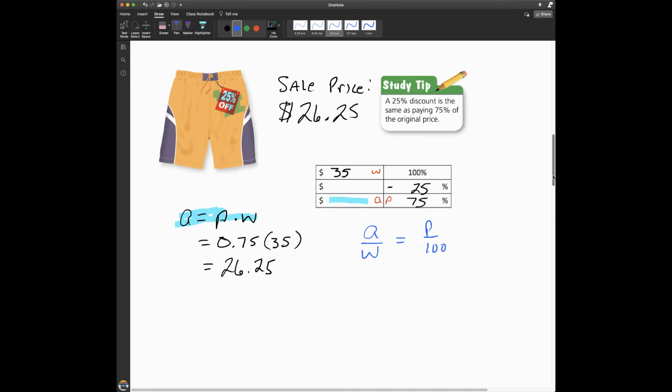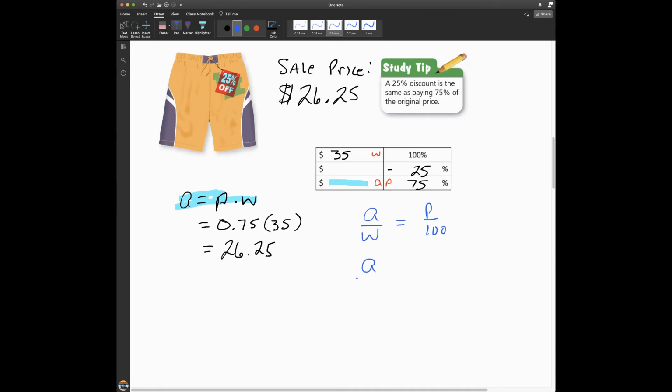So what do I have? I have the part over the whole equals the percent written as a fraction, 75 over 100. And then I can just multiply both sides by 35. Multiply this side by 35. That cancels, boom, boom. A equals, and then on my calculator, all I have to do is 75 times 35 divided by 100.